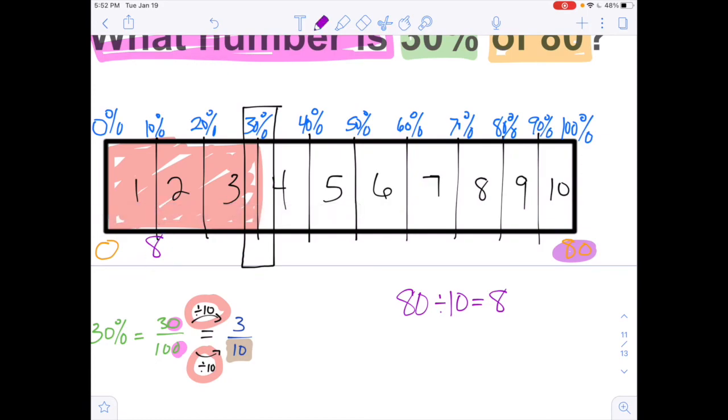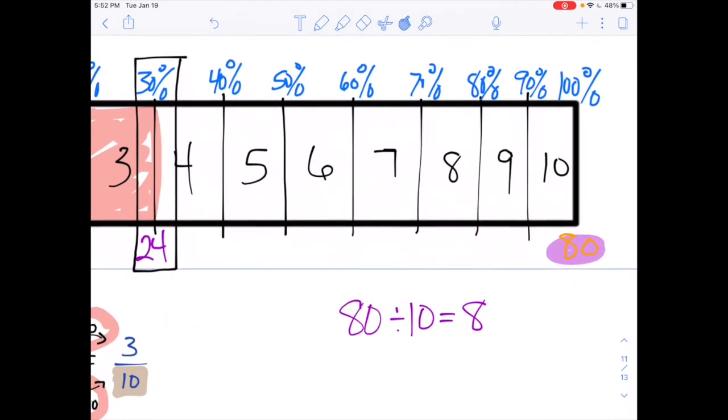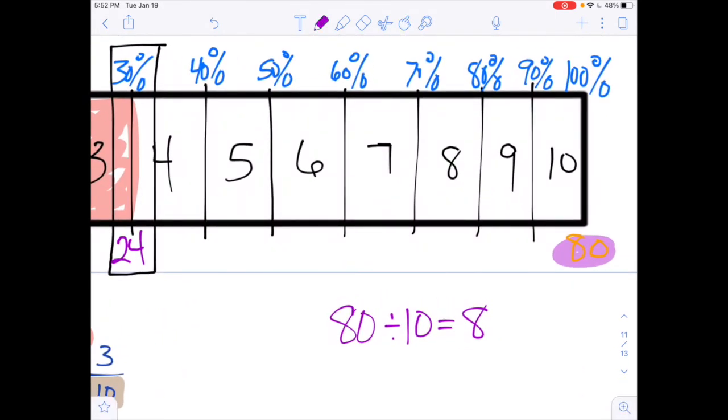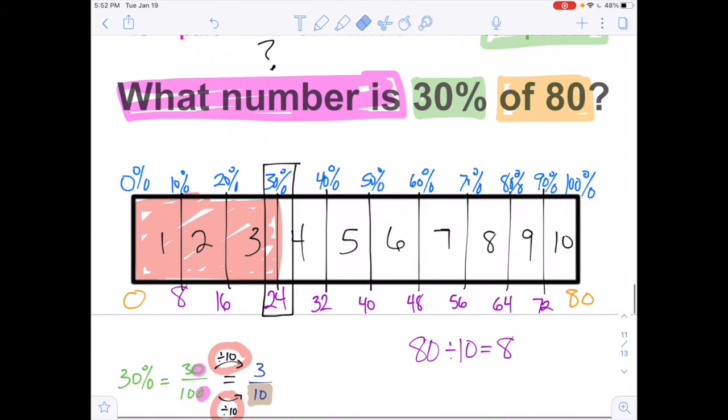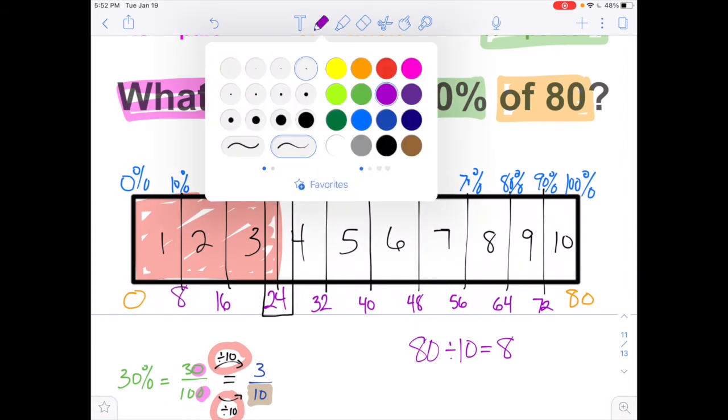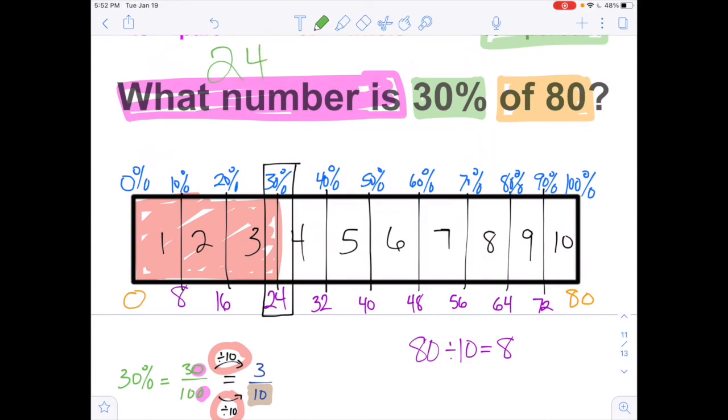If you needed to use a calculator, you could, but I'm good at skip counting by 8s. 8, 16, 24, but I'm going to keep on going because I have to make sure that I get to 80 at the end. Otherwise, I did something wrong. 32, 40, 48, 56, 64, 72, plus 8 is in fact 80. So that does work. So my answer is 24. I'm going to take off that question mark above what number is. My answer is 24. And I get that answer from looking down below 30%. 24 was in that box.